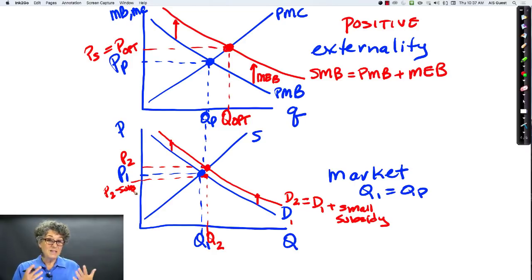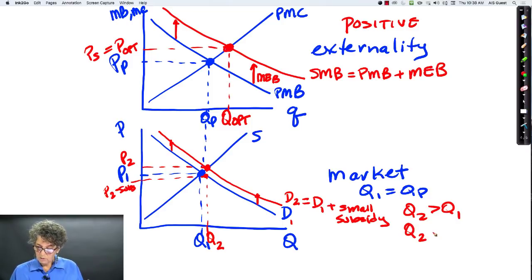And we've made some progress because Q2 is greater than Q1. We're moving the quantity to the right. But notice that my subsidy is too small, because right now that market equilibrium quantity Q2 is less than the optimal, the socially optimal quantity that we want to see of this product. We need a bigger subsidy.